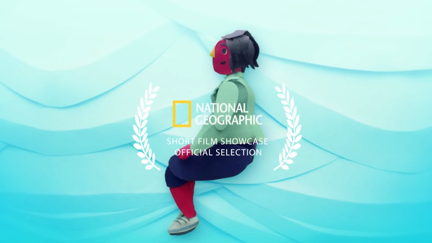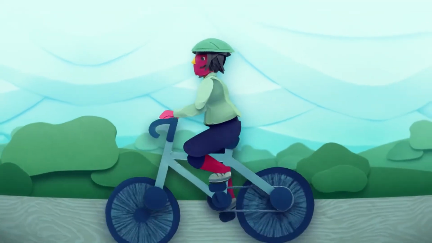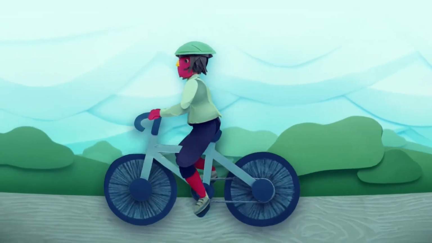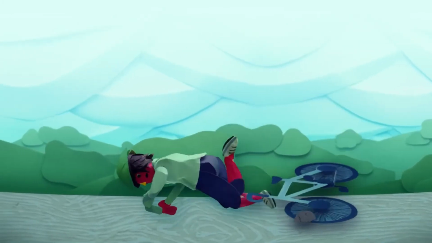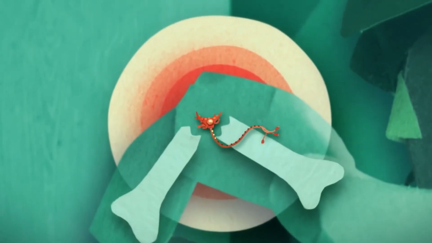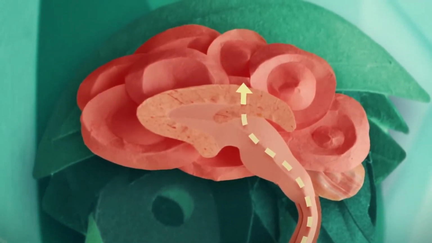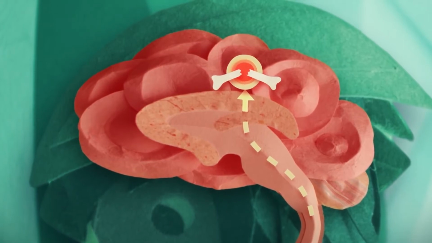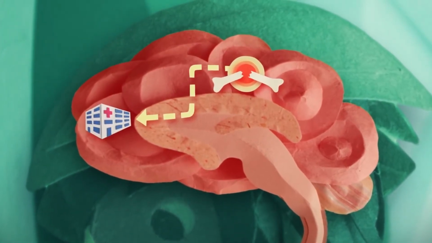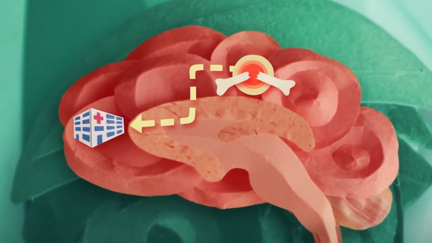This is Susan. Susan loves to bike. While out for a ride, she falls and breaks her arm. Special cells called neurons send a signal through the spinal cord to the brain, which interprets the signal as pain. Susan understands the pain means she needs to go to the hospital, and her body is equipped for survival, helping her not to panic so she can seek help.